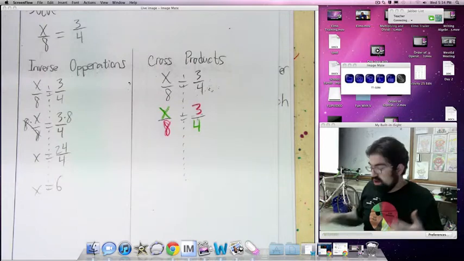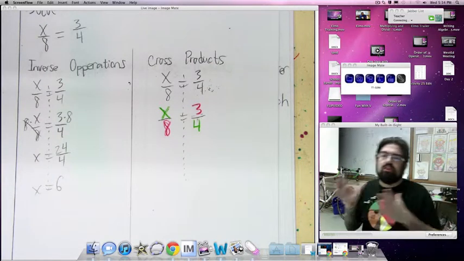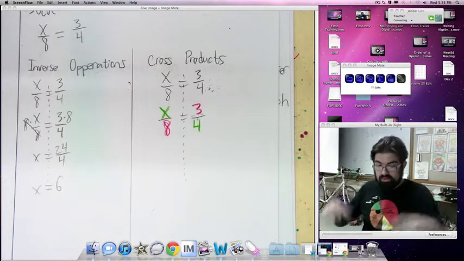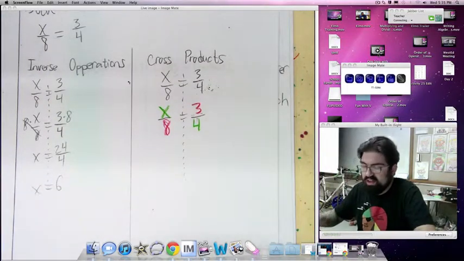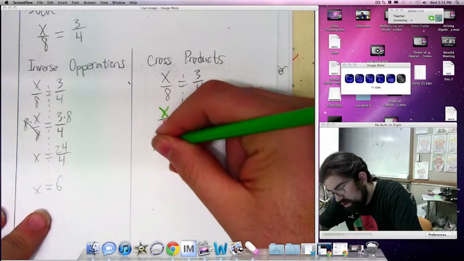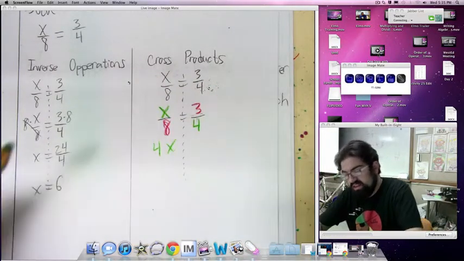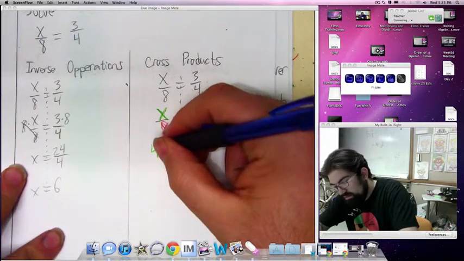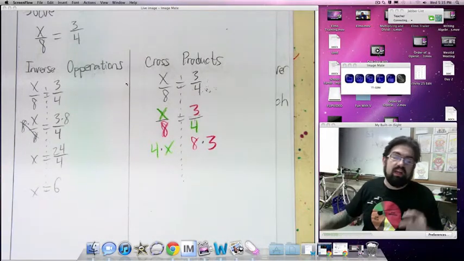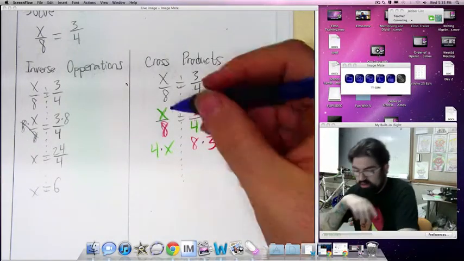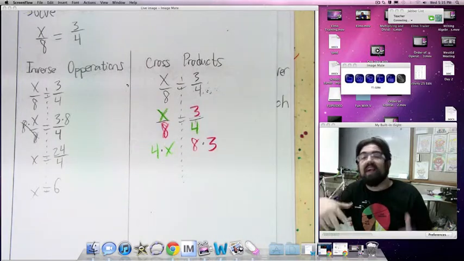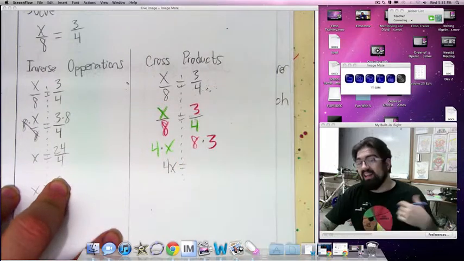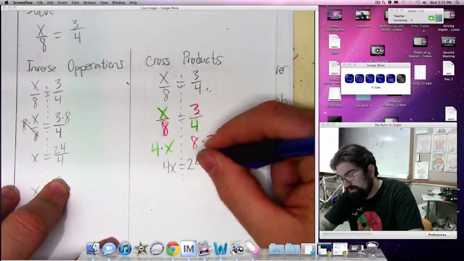The way cross products works is it's the number that is across from it. You're going to multiply it together. What do I mean by that? I mean you're going to take 4 times x and 8 times 3. You're going to multiply the numbers that are across from each other, together. 4 times x is 4x. 8 times 3 is 24.